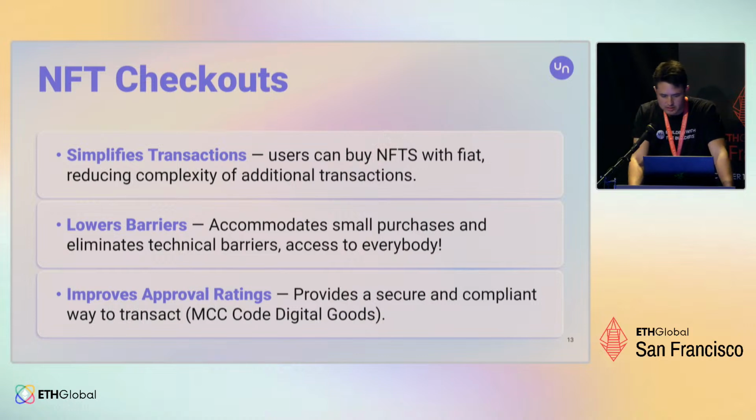And the last thing is it improves approval ratings. Currently, cryptocurrency is being considered high risk by merchants. So if we process as digital goods instead of cryptocurrency in the MCC codes for the credit card transactions with the acquirers, they give us a bigger likelihood of getting approvals on the transactions.